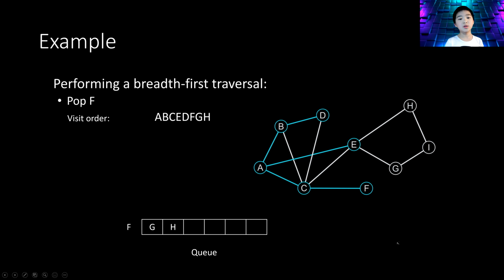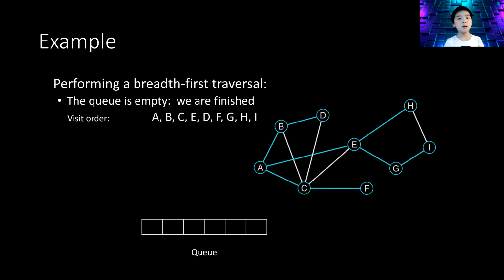F is next in the queue, so let's check that. F doesn't have any new adjacent vertices, so let's pop F and move on to G. When we check G, we get one new neighbor, I, so we can pop G and add I to the queue. Now we check H and it doesn't have any new neighbors, so we just pop it. The last item is I, so let's pop that from the queue. Now the queue is empty, so we can stop here.